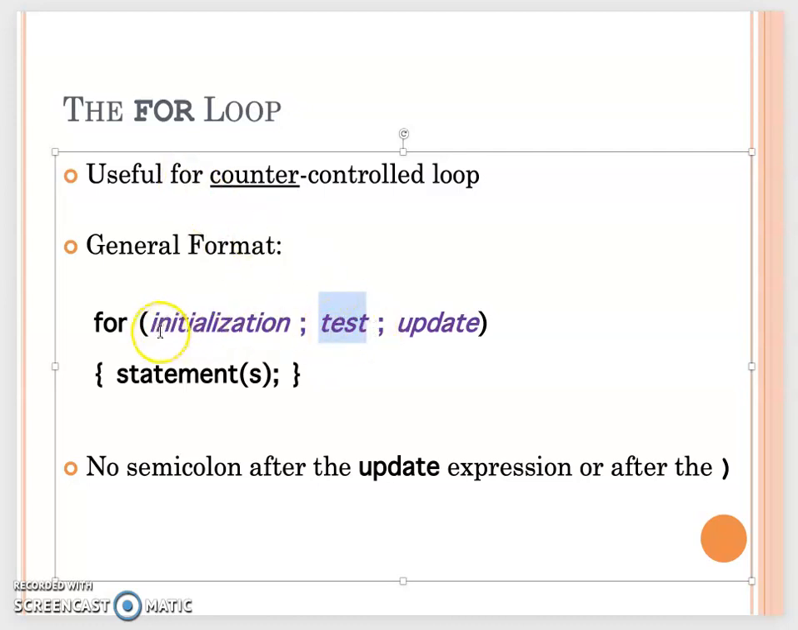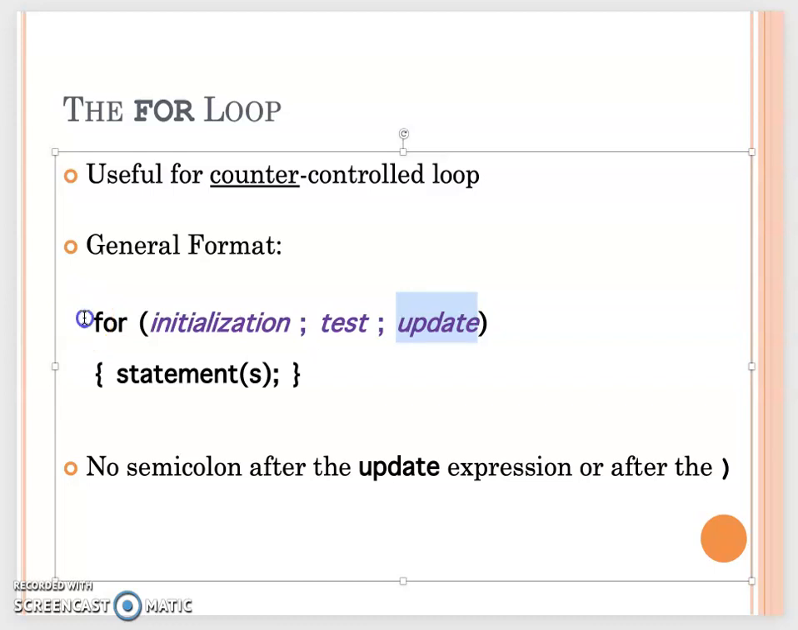So the first one is the initial value for the counter. Then this one is the condition. Every time before it can go to the loop body, it will check if this one is true. If this one is true, we go to the loop body. Otherwise, we finish. Then the last one we call update. This update is how you want to update your counter. Maybe you want to increment, or you want to decrement. That's your decision here.